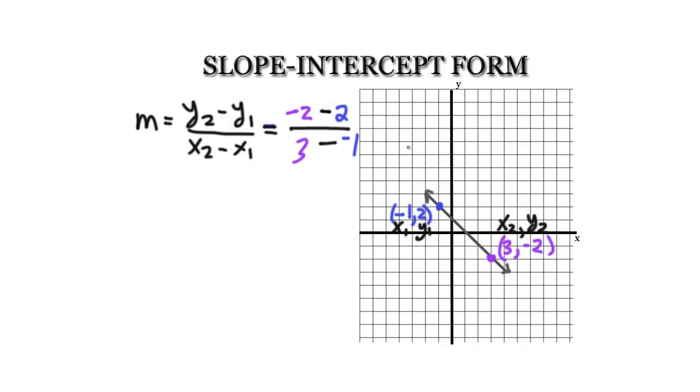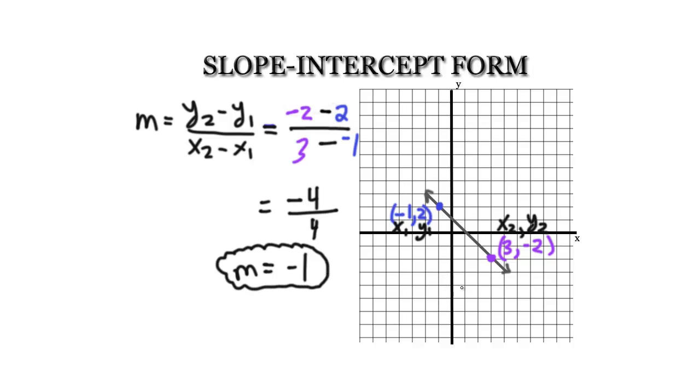Okay, so let's do out the math here. We have negative 2 minus 2, so that's going to be negative 4 for the numerator. And 3 minus a negative changes to a plus, so 3 plus 1 is 4. So my slope is just negative 1. Okay, that's my m.